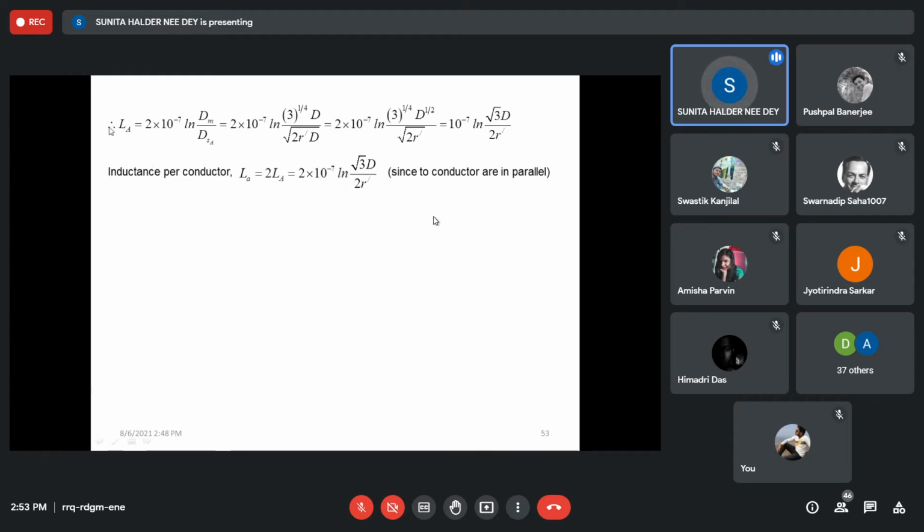So this is the parallel combination. So what will be the actual inductance? This actual inductance will be twice of this, because LA parallel LA is equal to LA dash, equal to capital LA. So LA by 2 is equal to capital LA. So from there we can get small la equal to twice capital LA.